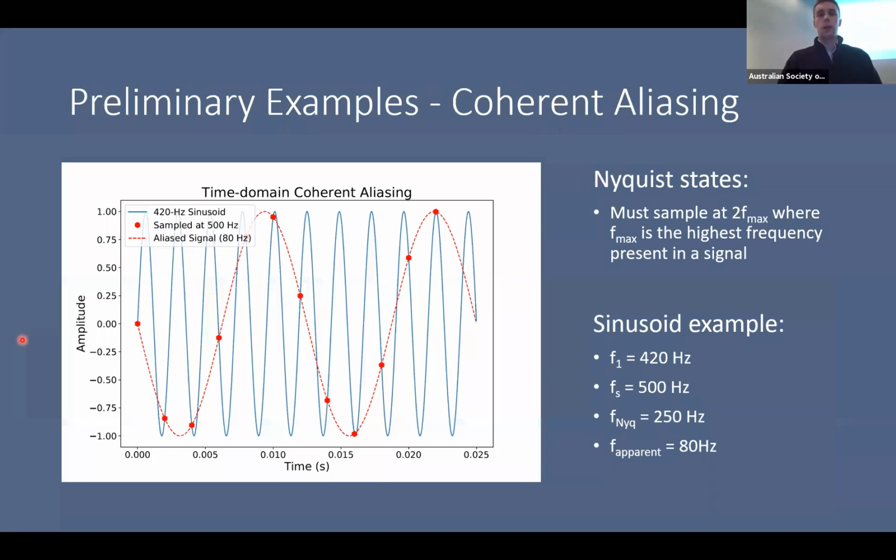So when traditional Nyquist constraints aren't met, we get coherent aliasing. This is just a tidy little example of that. We've got a 420 Hertz sinusoid sampled at 500 Hertz. I assume most of us are familiar with Nyquist theory. Nyquist theory would state that we have to sample at twice the maximum frequency in the signal. Here it is not, and so it appears spuriously in the red dotted line as an 80 Hertz signal.